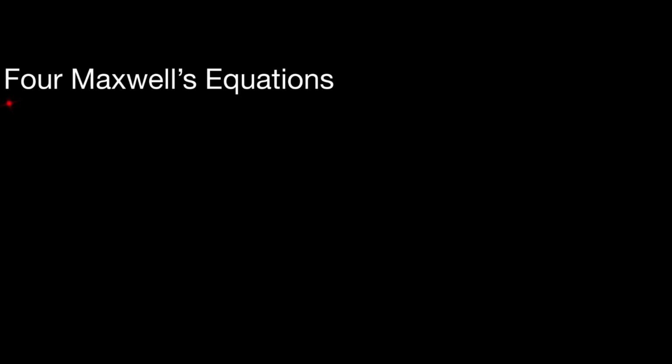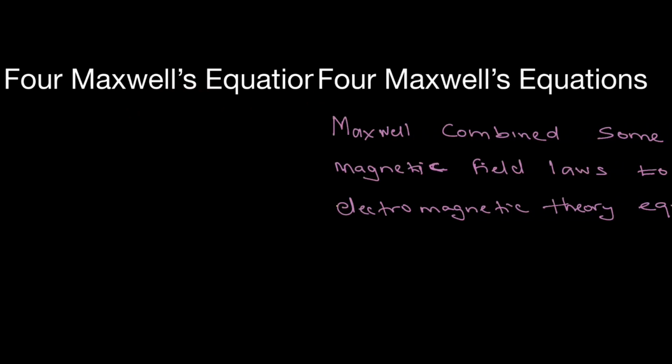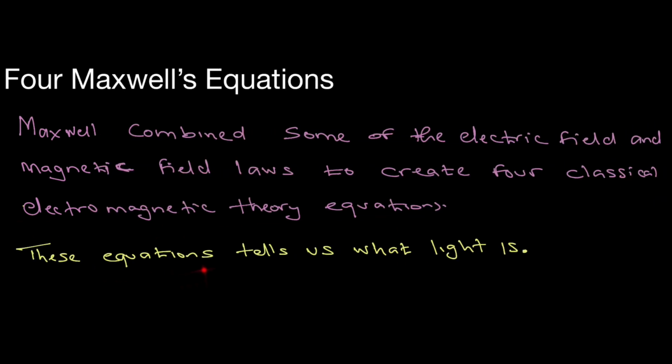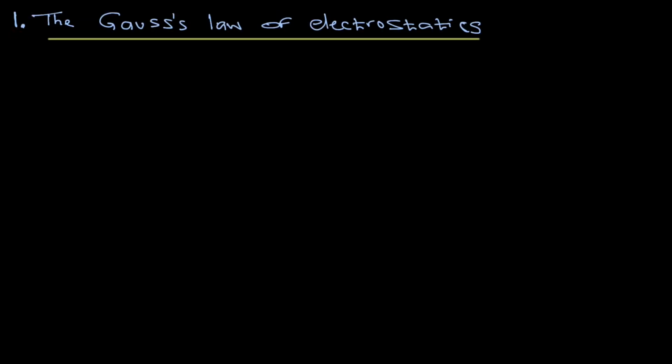We're going to look at 4 Maxwell's equations. Maxwell combined some of the electric field and magnetic field laws to create 4 classical electromagnetic theory equations. These equations tell us what light is. The first equation is called the Gauss Law of Electrostatics, and we have the divergence of electric field is equal to the density over epsilon-nought.